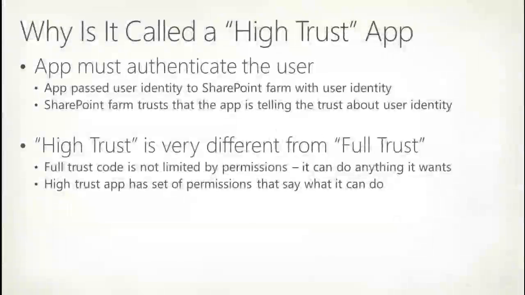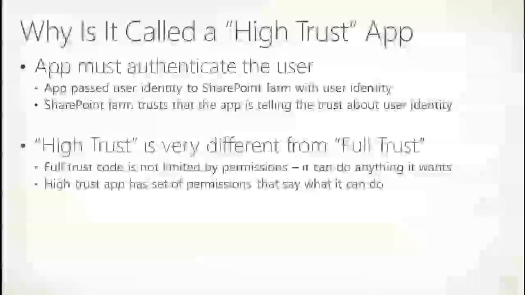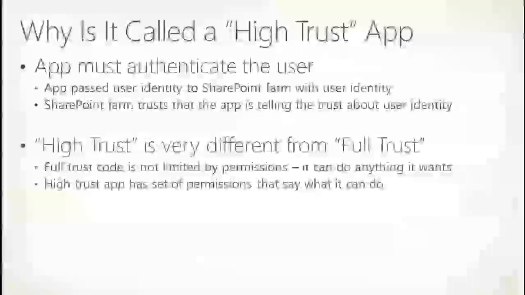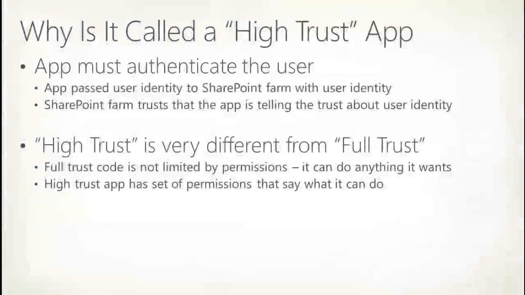Full trust means the code can do anything it wants. And certainly we don't have that scenario. So high trust just means we believe the app when it tells us the security principal is so-and-so. But the code still then needs app permissions to be able to do anything. Okay, so basically that's the difference between high trust and full trust.